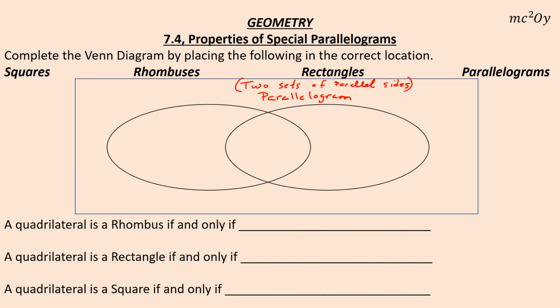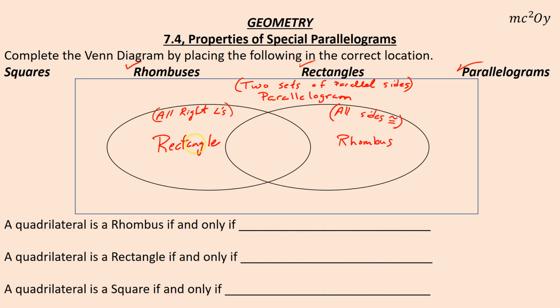Now, if we get more specific and say we want all right angles in this oval here, the one that has just all right angles, and that's the only rule on it besides being a parallelogram, is the rectangle. Rectangle has all right angles. And if we want to get more specific over in this oval, we could say all sides congruent, and that takes into account the rhombus.